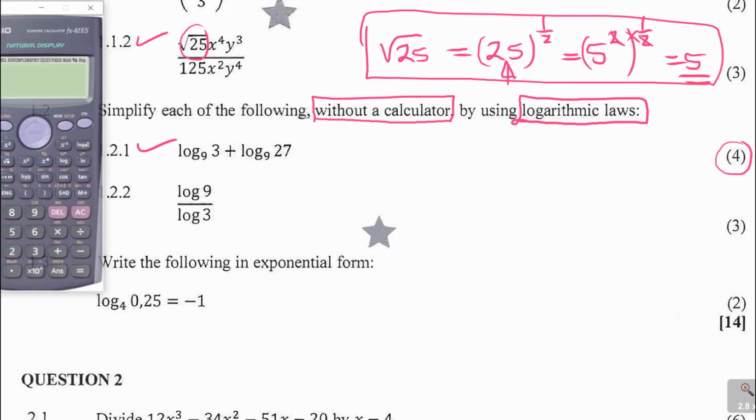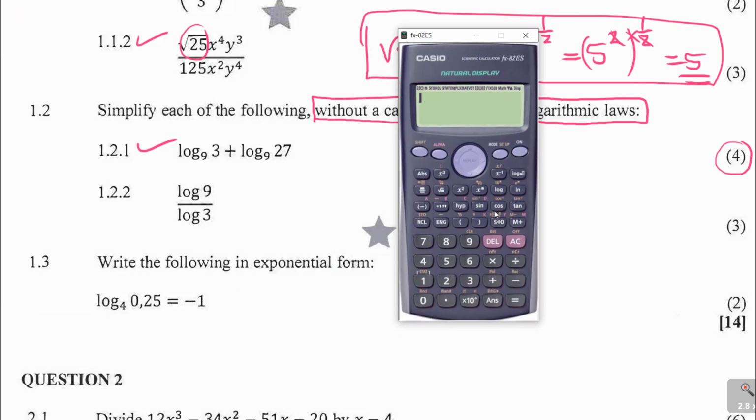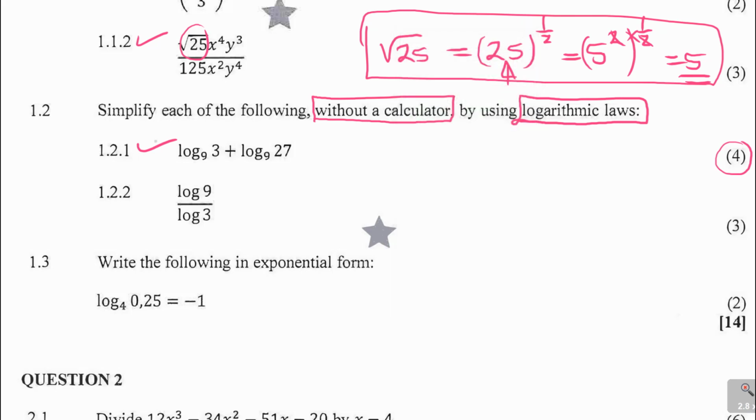Look at this. If you are using your calculator and you say log base 9 of 3 plus log base 9 of 27, this is one basic question. You didn't need to convert to another base. It's already in base 9.